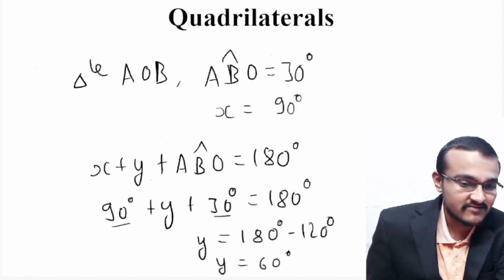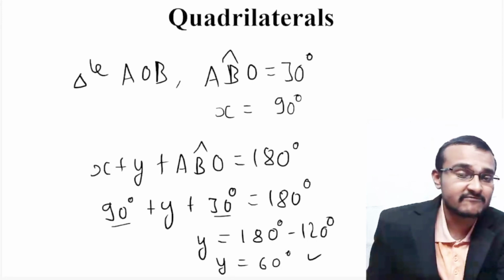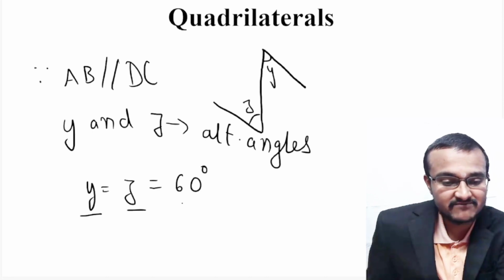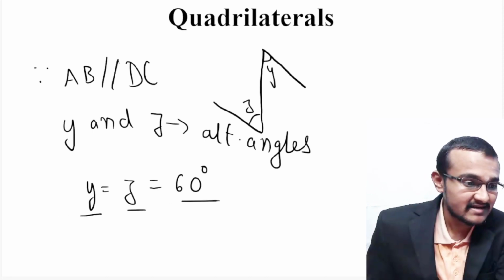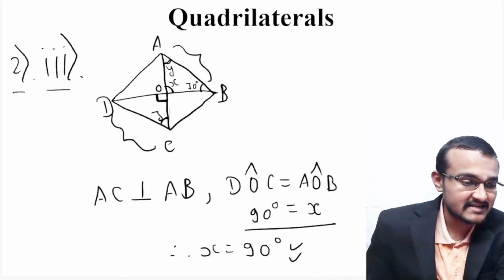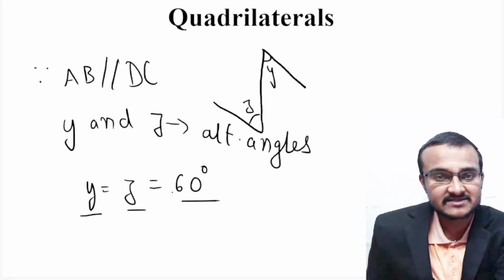So what is the value of Y? We have found that to be 60 degree. So Y is equal to Z is equal to 60 degree. Here the Y value and Z value is 60 degree and the X value is equal to 90 degree. So X is 90 degree, Y is 60 degree, Z is 60 degree.